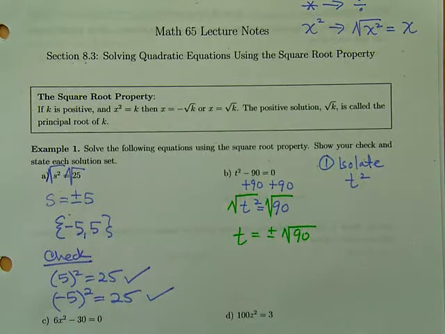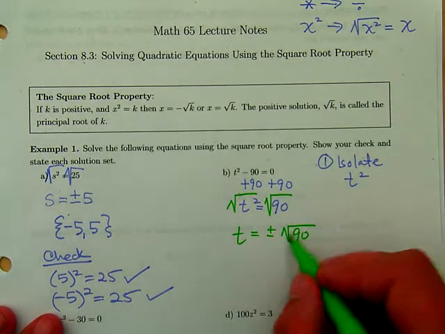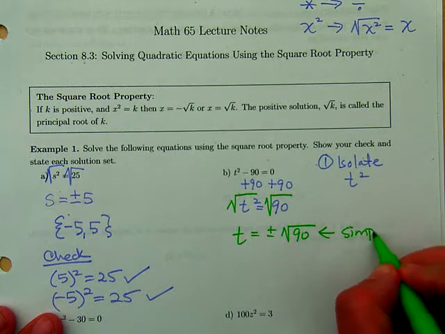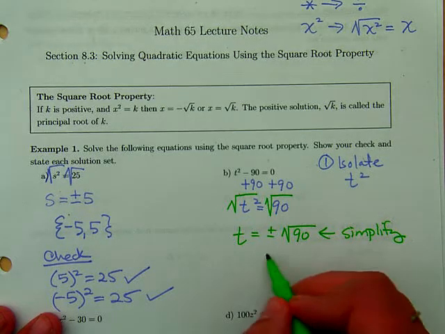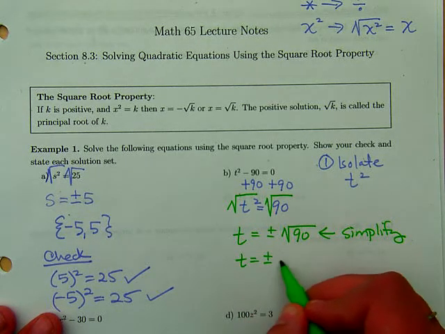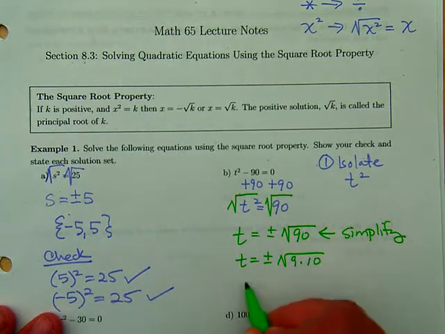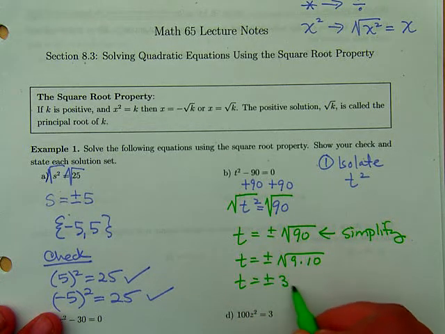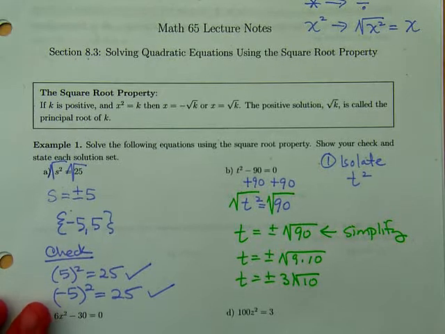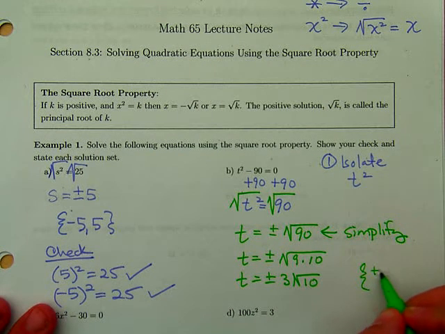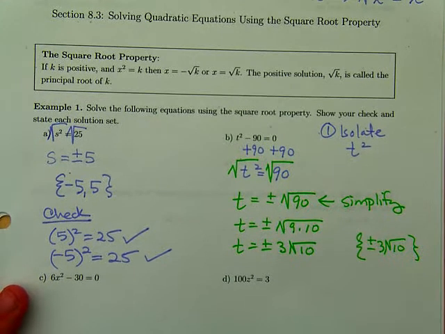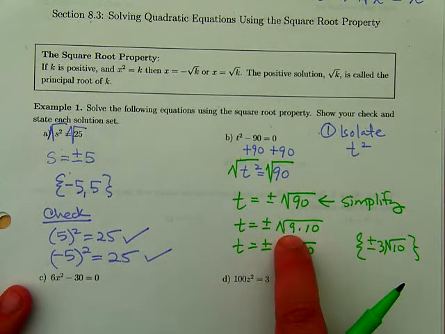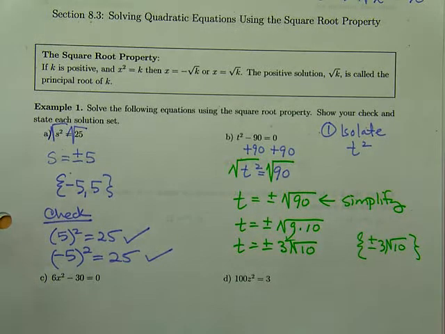Now remember that we also want to simplify if possible. So we're going to want to simplify the radical. Square root of 90 is the same thing as 9 times 10. So t equals plus or minus square root of 9 times 10, which becomes 3 radical 10, right? Okay, so this is our solution, plus or minus 3 radical 10. 3, because the square root of 9 is where we get the 3.